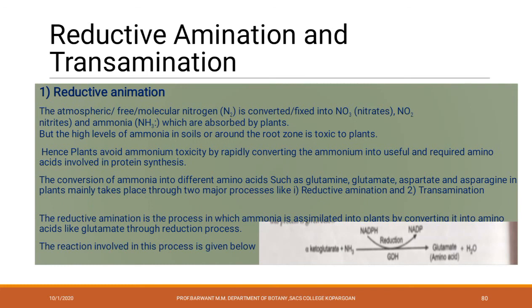The reaction involved in this process, let's see. Alpha ketoglutarate plus NH3 in the presence of NADPH gives NADP, glutamate, plus H2O. That is known as reductive amination.